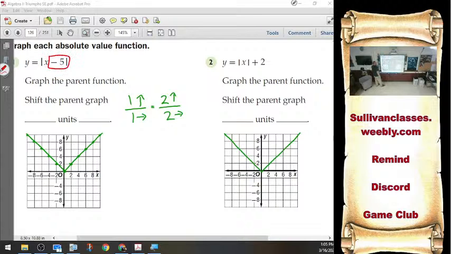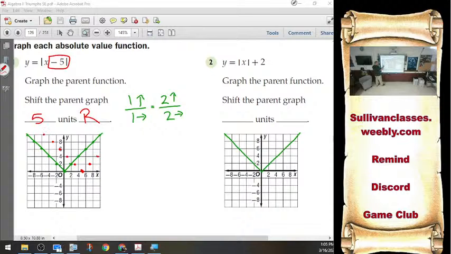If I got a -5 in the brackets, we go 5 units to the right. So I take this point and move it right 5. Then I take this point and move it right 5. And take this point and move it right 5. And that point, and that point, and that point, each moves right 5.